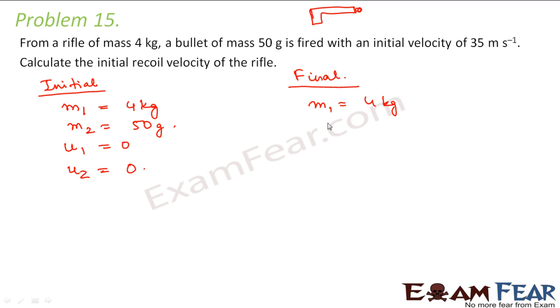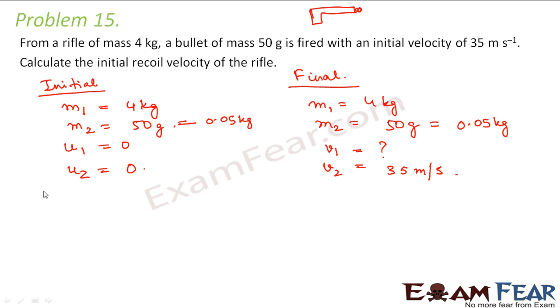Later what happens? Mass still remains the same, right? So let me convert this grams into kgs, 0.05 kg. So here also this will be 0.05 kg. But now what will be the velocity of the rifle and the bullet? Now the velocity of the rifle is something which we have to calculate. And what is the velocity of the bullet? It is given as 35 meters per second. So let us calculate the initial total momentum. So initial momentum would be m1u1 plus m2u2, which will come out to be 0.